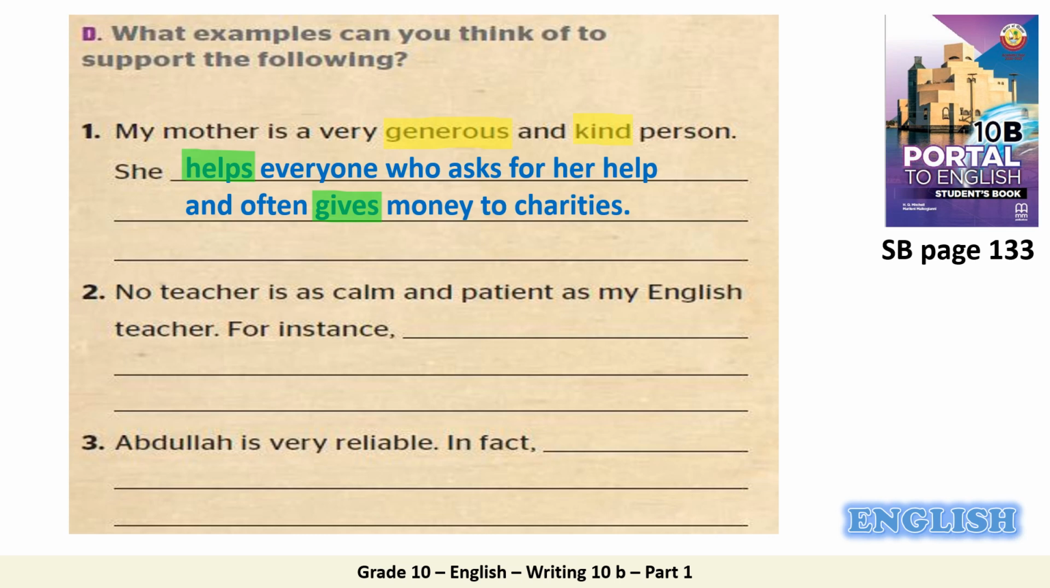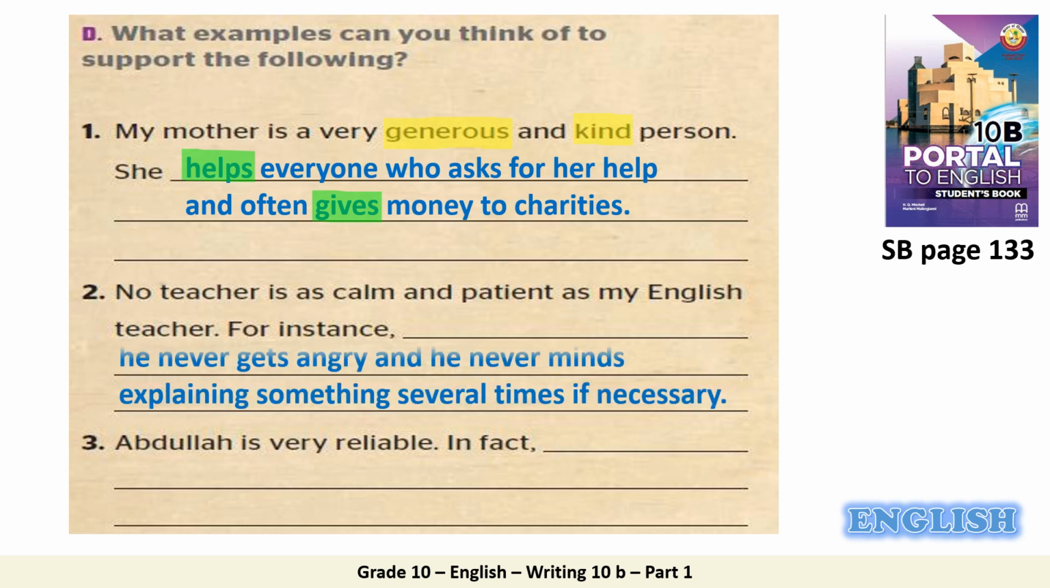Now, the second one. No teacher is as calm and patient as my English teacher. For instance, so I'm going to add an example. What does he do? For instance, he never gets angry and he never minds explaining something several times if necessary. So here we said that he is calm and patient, and to make my idea accompanied by some examples, I used he never gets angry and he always explains things several times.